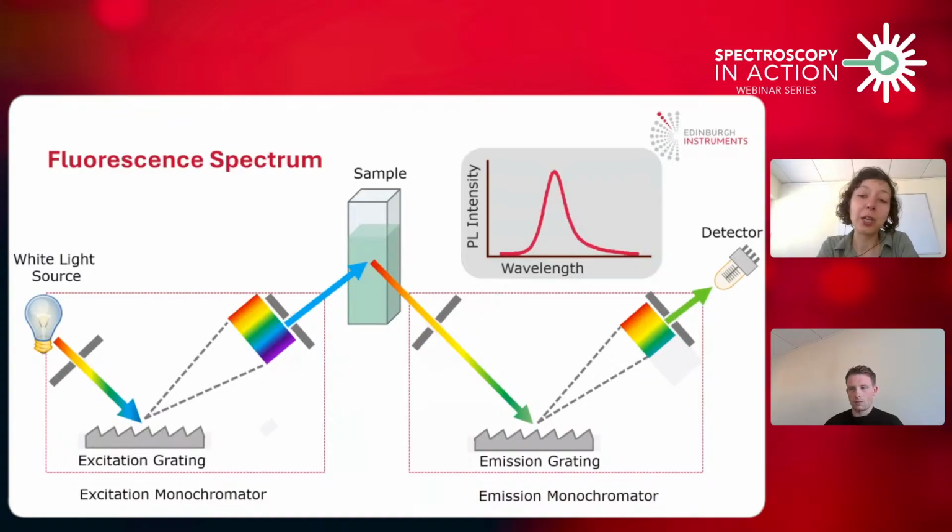In the FS5, we have a photon counting photomultiplier tube, which means that you can measure very weak photoluminescence signals. That means we can study very challenging samples that have low brightness. And now I'm going to hand over to Tommy again, so he's going to show us how this happens in the FS5 software.